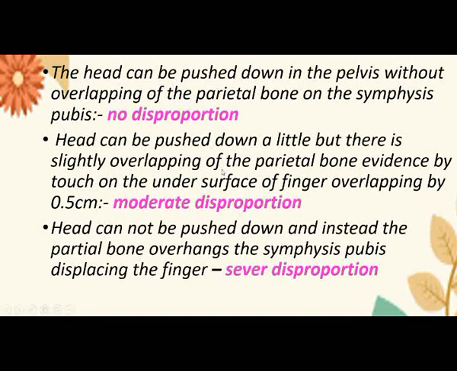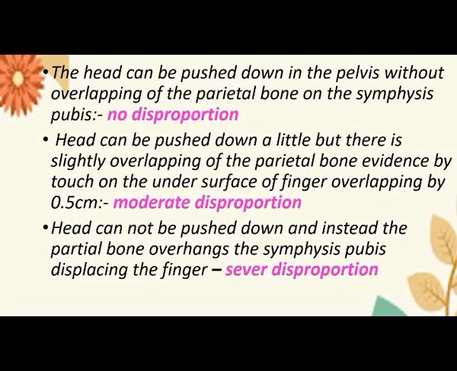You can feel with your right hand, you can see the overlapping. So slightly overlapping of the parietal bone, evidenced by touch on the under surface of the finger, overlapping by 0.5 cm. So that is known as disproportion, that is moderate disproportion.